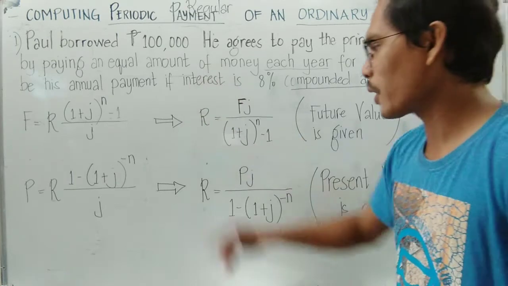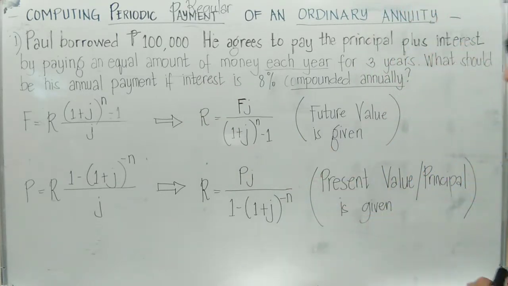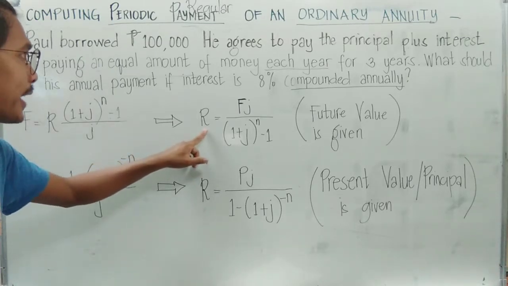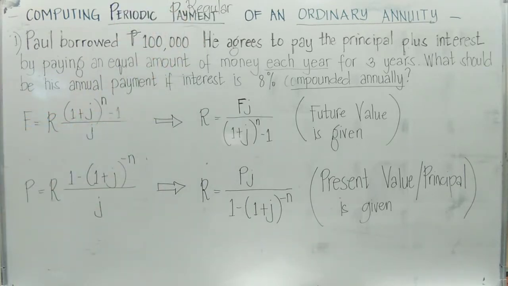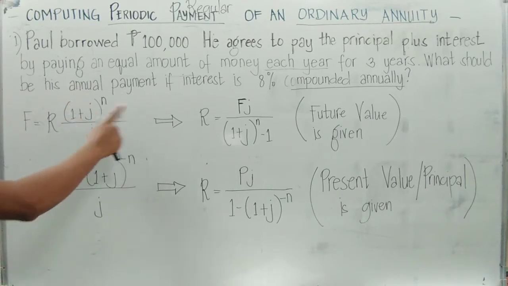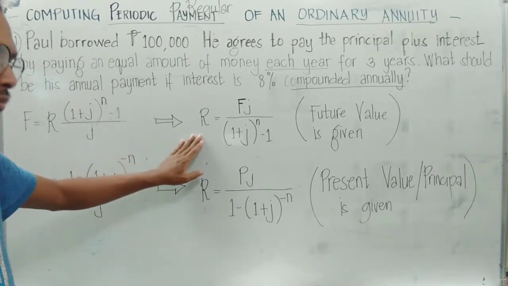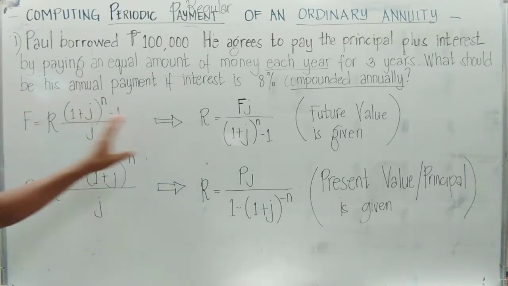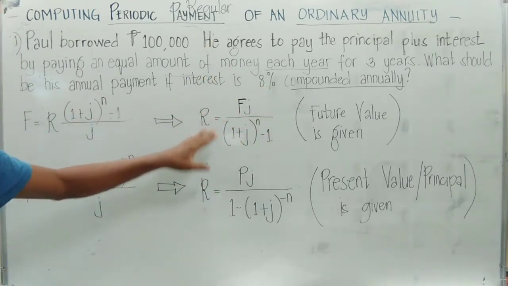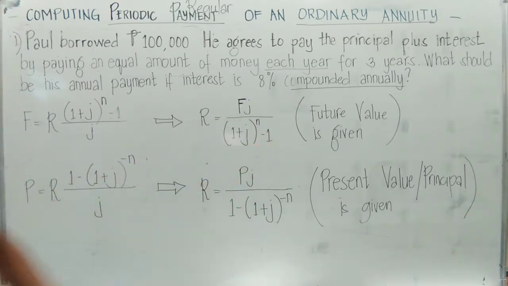So before we can solve for this problem, we have here formulas on the board. This is the formula in computing your future or maturity value of ordinary annuity. From here, we have derived R, which is your periodic or regular payment that we will be trying to solve. So F is equal to R times the quotient of the quantity of 1 plus j raised to n minus 1 over j. And from here, R is equal to F times j divided by the quantity of 1 plus j raised to n minus 1.